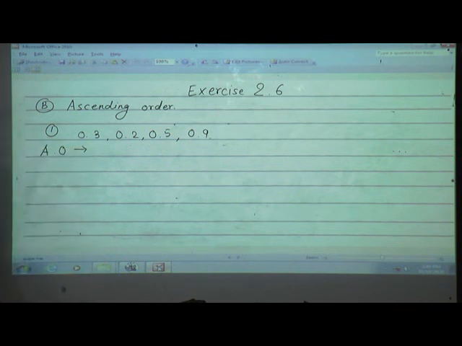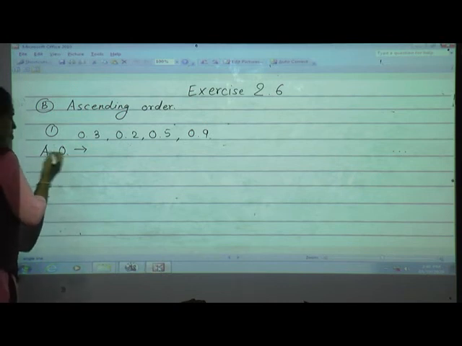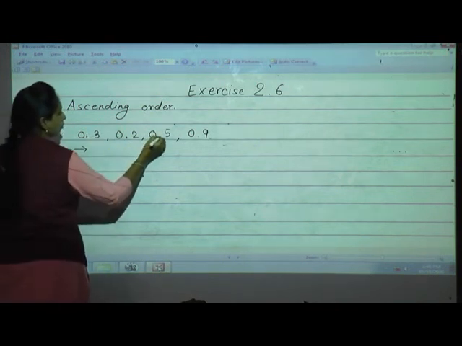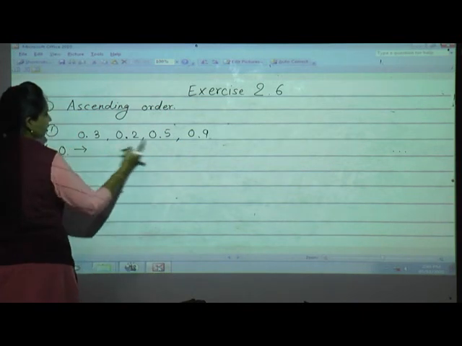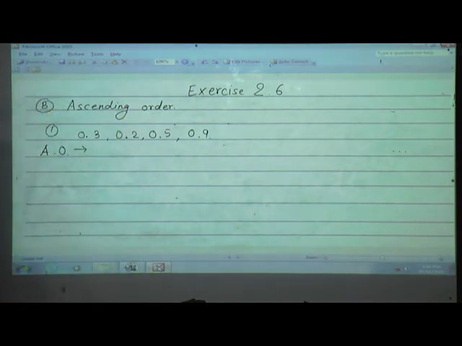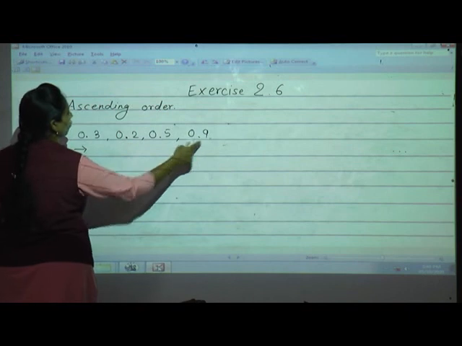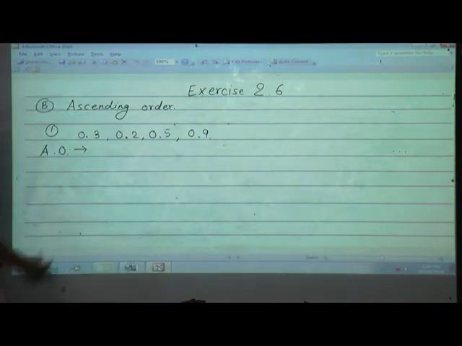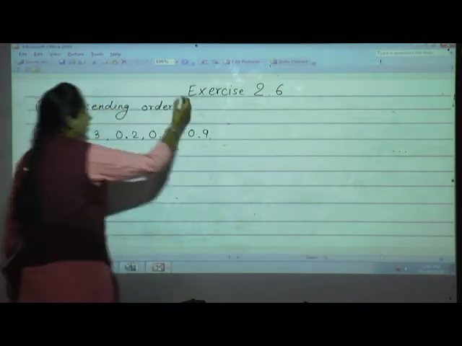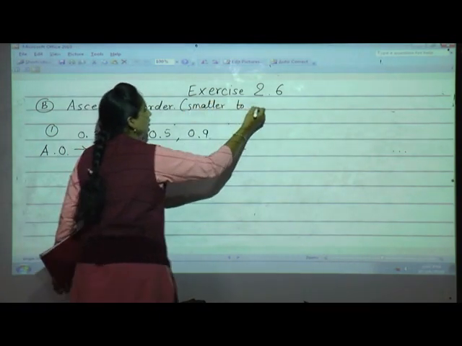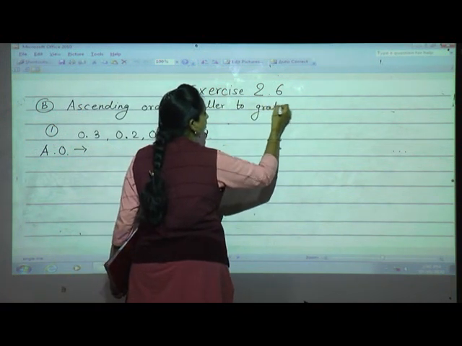So we write ascending order. Now see, before the decimal point, what are the numbers? 0, 0, 0, 0. All are equal. So we have to compare now the tens place. What is there at the tens place? 3, 2, 5, 1. Which is smaller? Ascending means smaller to greater.